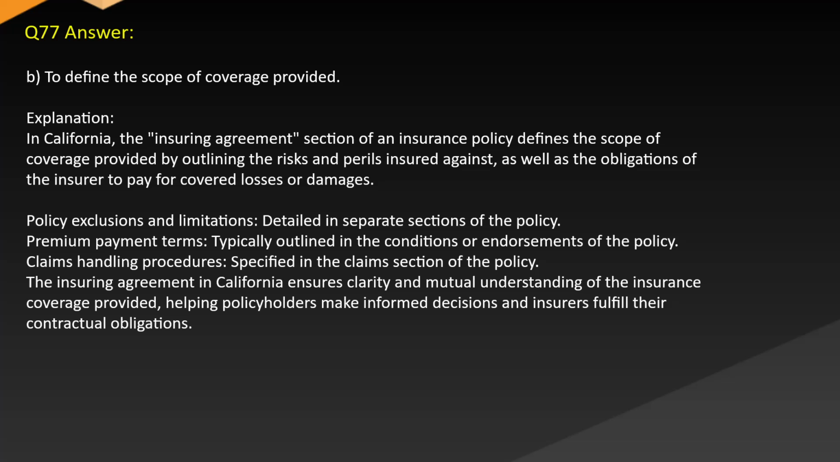Policy exclusions and limitations are detailed in separate sections of the policy. Premium payment terms are typically outlined in the conditions or endorsements of the policy. Claims handling procedures are specified in the claims section of the policy. The insuring agreement in California ensures clarity and mutual understanding of the insurance coverage provided, helping policyholders make informed decisions and insurers fulfill their contractual obligations.